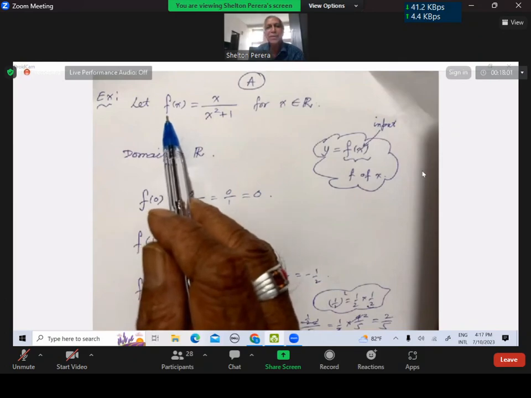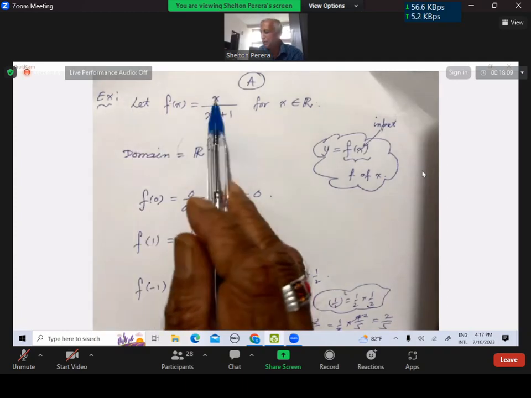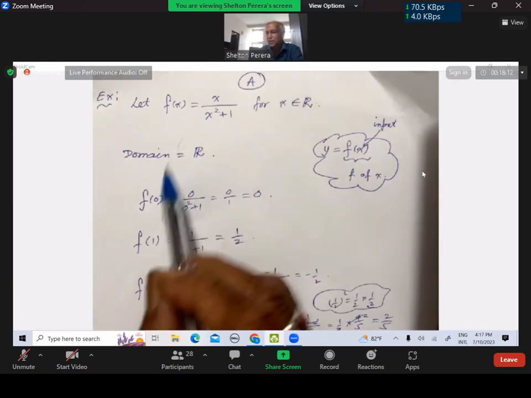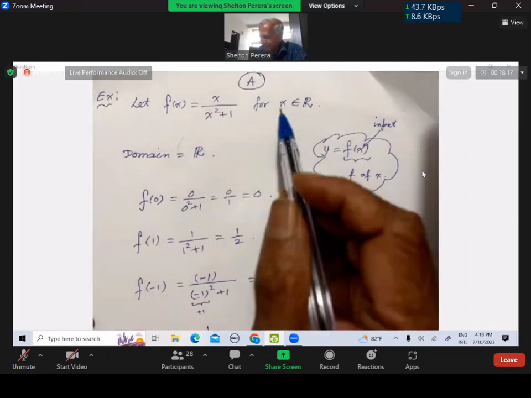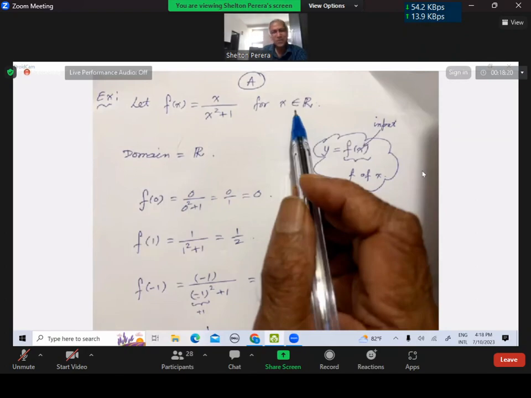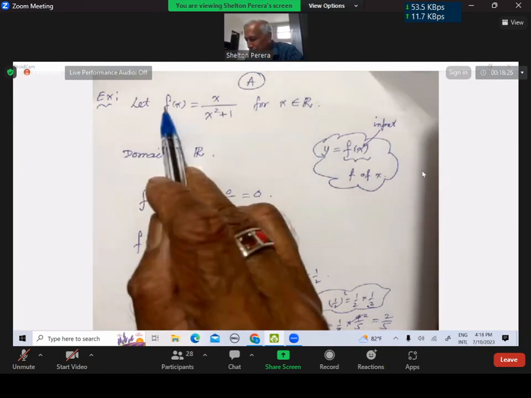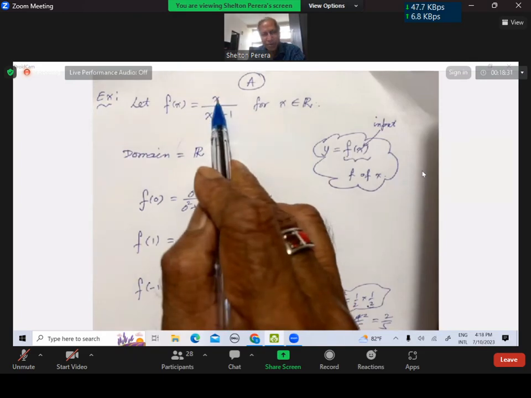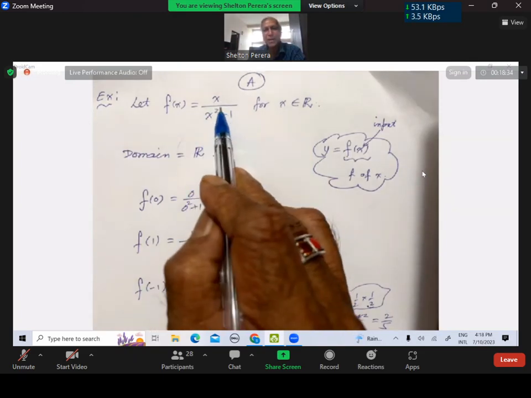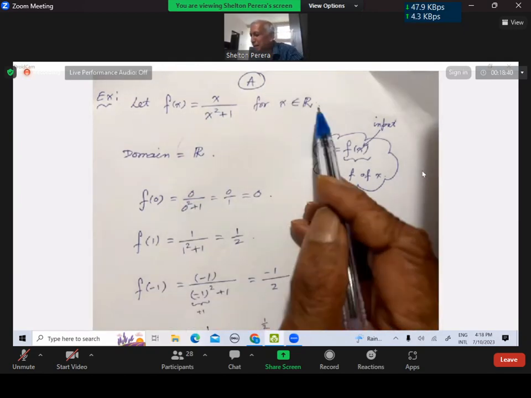I'm taking another example here. Let f of x be x over x squared plus 1 for x belongs to R. Functions are input-output rules. For this rule, when you input x, the output is input over input squared plus 1. Here they are saying x belongs to R, meaning they are giving us the domain.